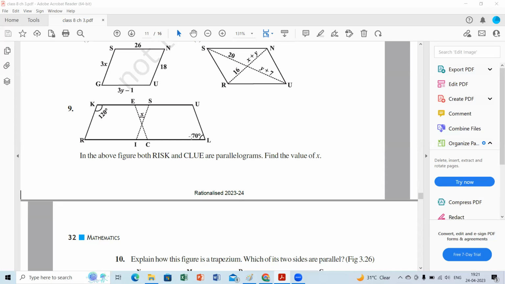Hope you understood, children, what Hari said. Hari said angle L should be equal to which one? Because opposite angles are equal in a parallelogram. Angle E, so angle E is equal to 70.